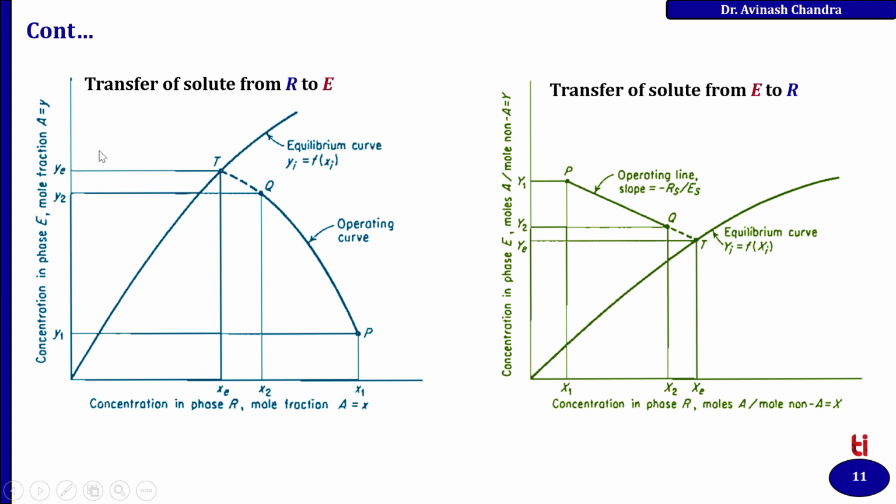So you can see this graph is in terms of small x and small y. So here the operating line is a curvature, whereas in case of capital X and capital Y, the operating line is linear.